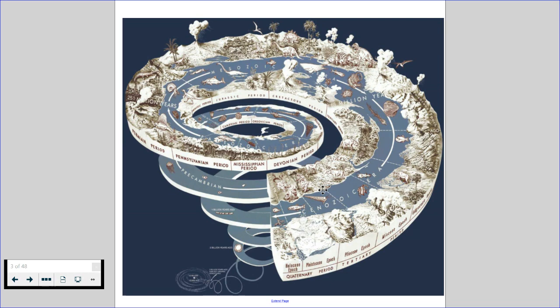You guys can actually look this up online if you want to see it a little bit better. This is a time spiral. I got it off of Wikipedia. So if you and your parents want to dig into this a little bit more, please feel free to pull it up and look at it.